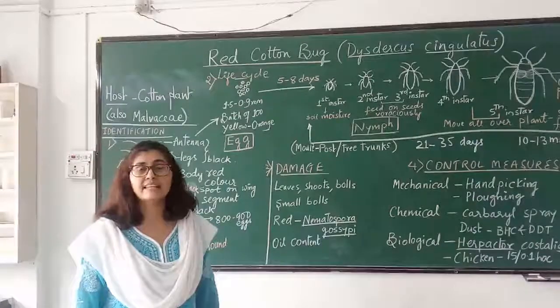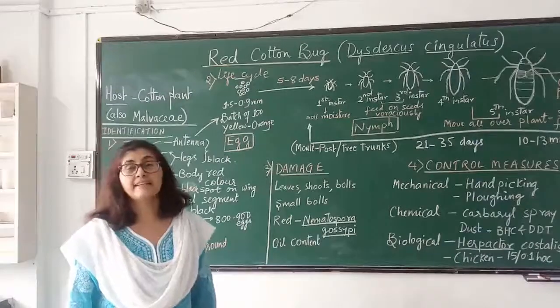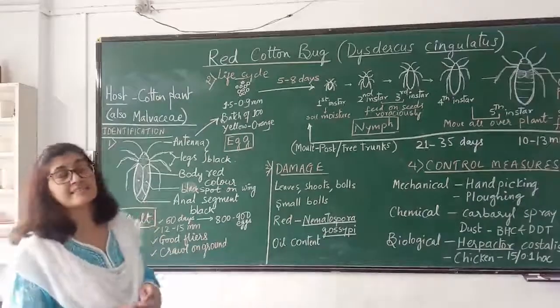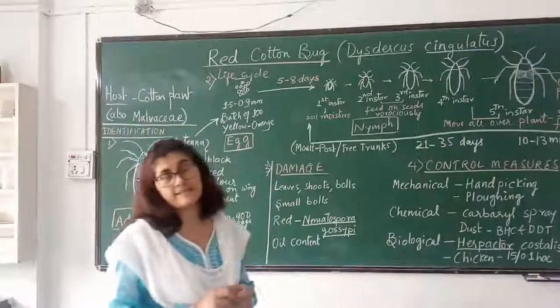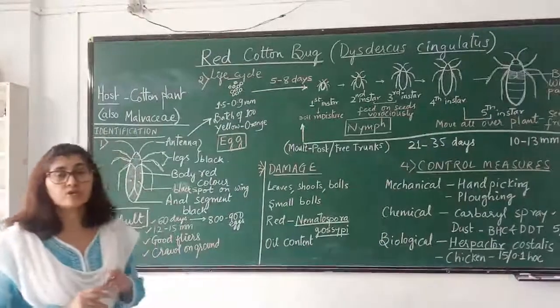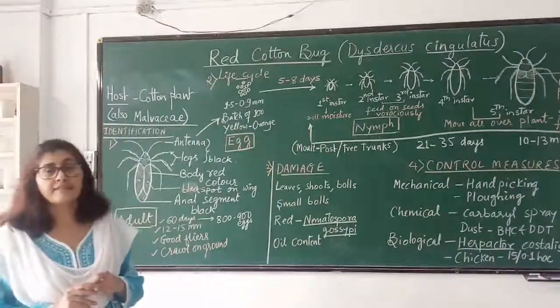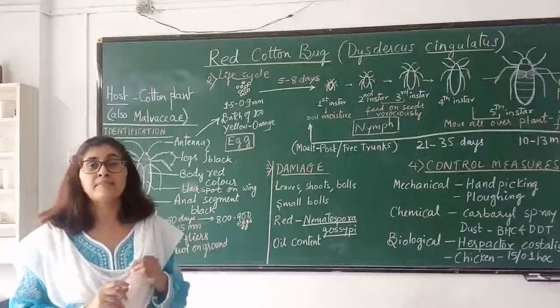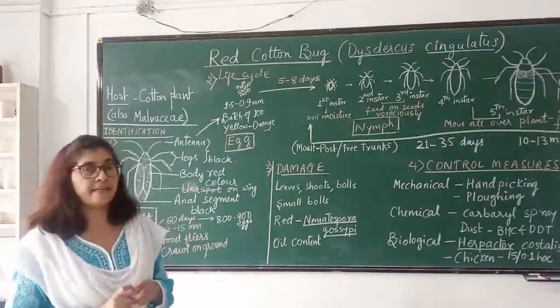Studying about a very serious pest, red cotton bug. Its scientific name is Dysdercus cingulatus. Host plant is cotton. Other than that, it also feeds on other members of the Malvaceae family.